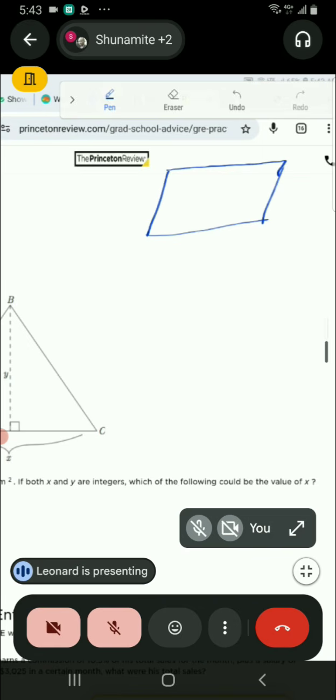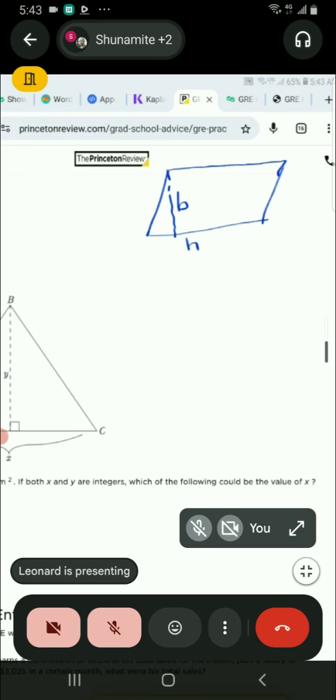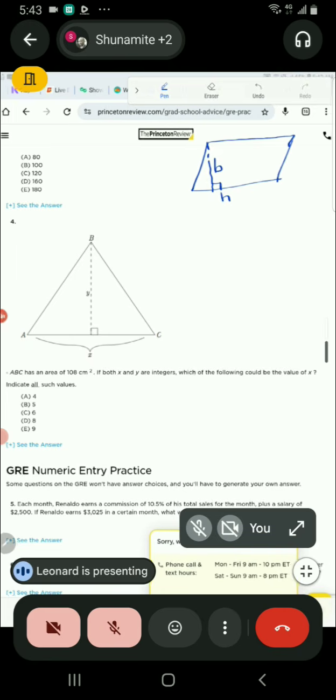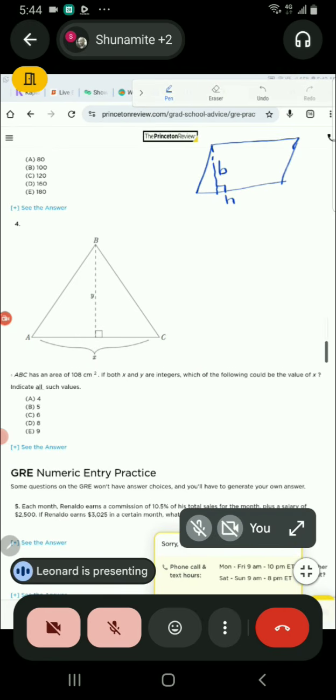Now, the area of a parallelogram is base times height. But this base and height must be at 90 degrees. The base and height must meet at 90 degrees. From this single definition of area equals base times height, we now ask ourselves, what of a rectangle?